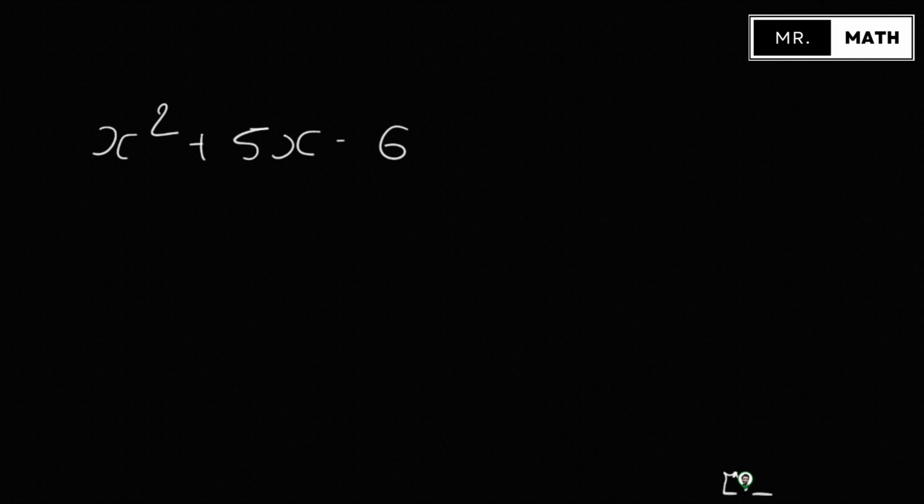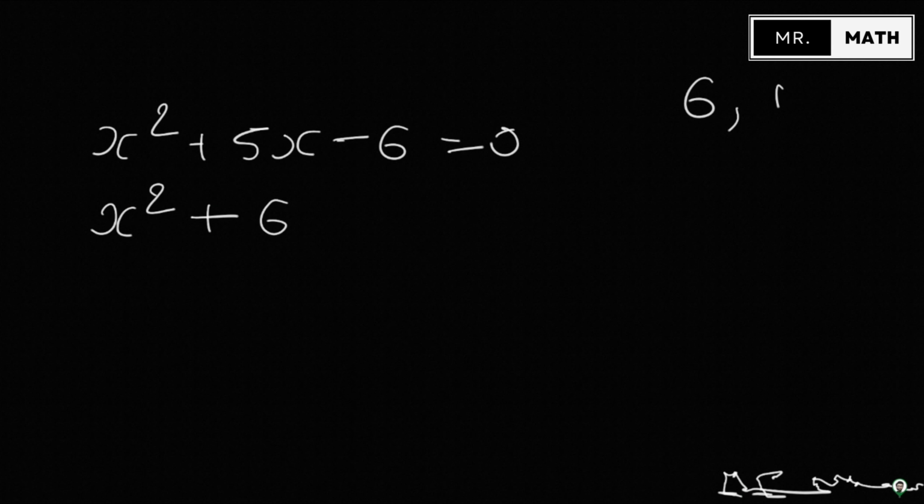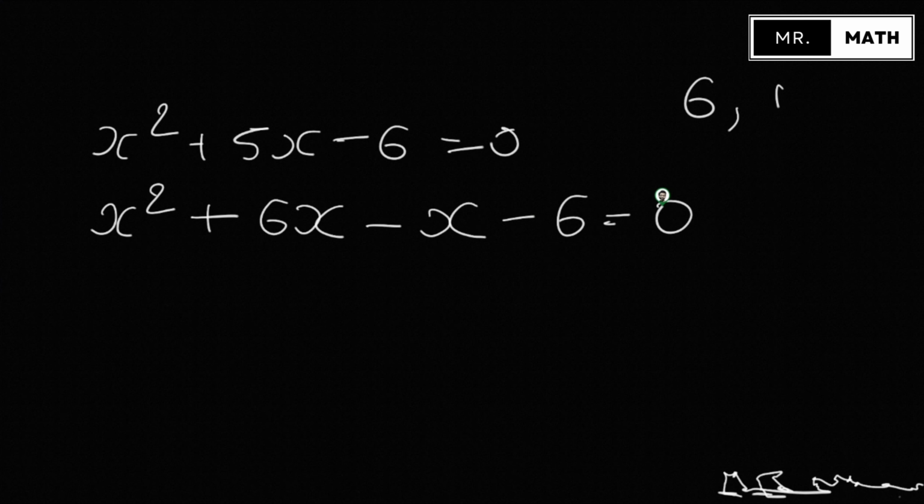Let's write. So for the first equation, x square plus 5x minus 6 is equal to 0. We have to find the factors so that their subtraction is 5. So 6 and 1, right? So we'll write it like this: x square plus 6x minus x minus 6 is equal to 0.